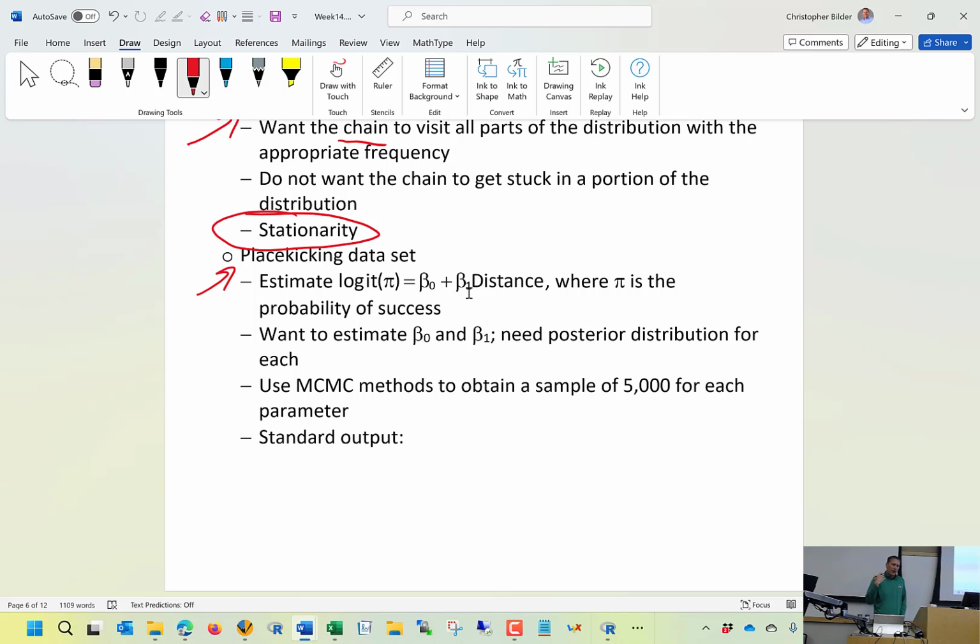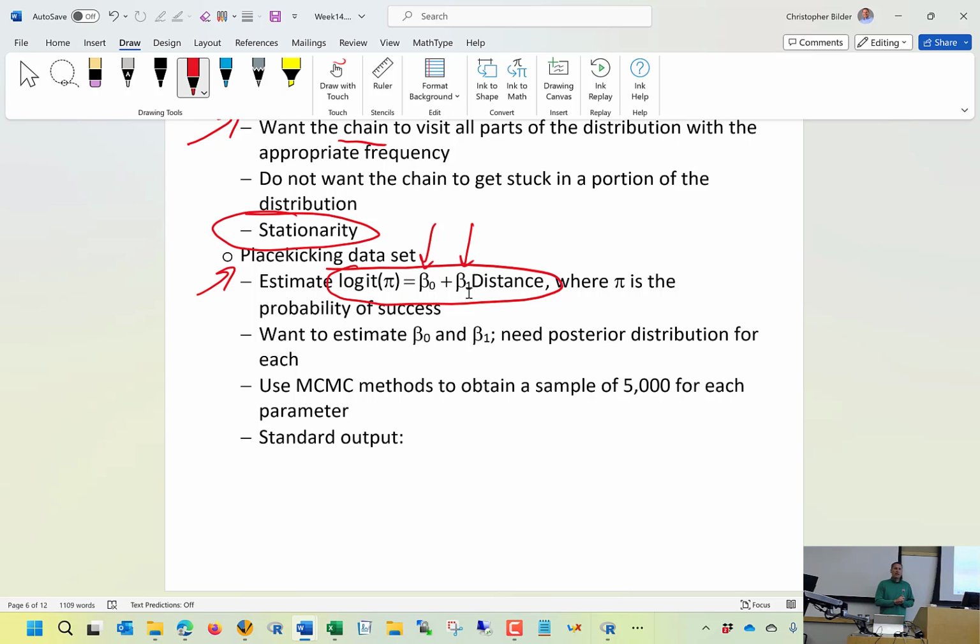Basically, all of you have seen logistic regression before, and what I would like to be able to do is estimate the probability of success for a place kick in the National Football League as a function of the distance of the place kick. And so here's my logistic regression model. The logit of pi is equal to beta 0 plus beta 1 times distance. Distance is my explanatory variable, my independent variable. It could be like 30 yards, 40 yards, and so on. And I have these parameters, beta 0 and beta 1, that I want to estimate.